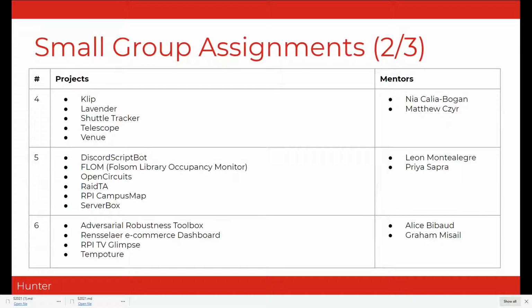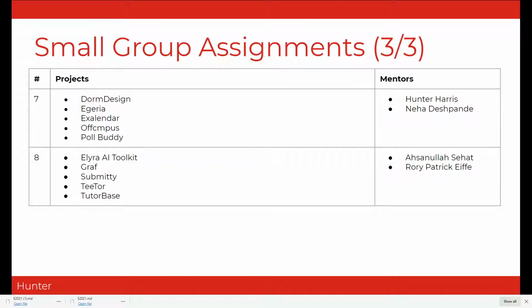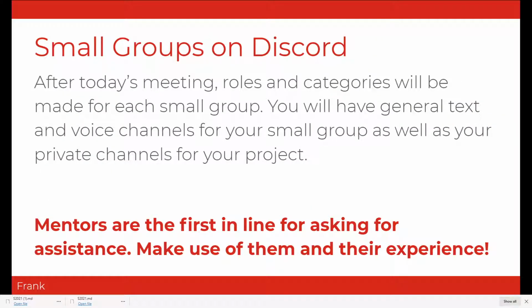And on the third slide, we have Group 7 and 8. Group 7 is Storm Design, Egeria, X-Calendar, Off Campus, and Poetti with me and Neha. And finally, Group 8 is LEI, LEI or something. I apologize. AI Toolkit, Graph, Simidi, Teeter, and Tutorbase with Ansanula, hopefully. Again, I apologize. And Rory. I think that's just Ace. That would make more sense. That sounds familiar. Yeah. All right, that will be the small group assignments.